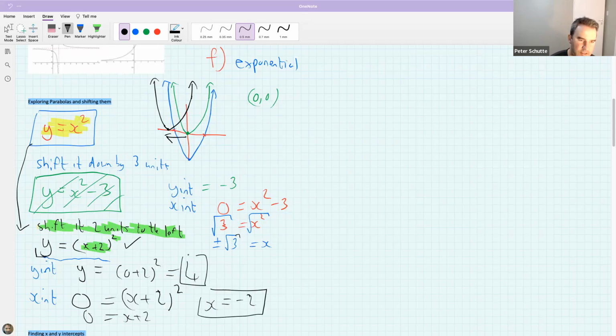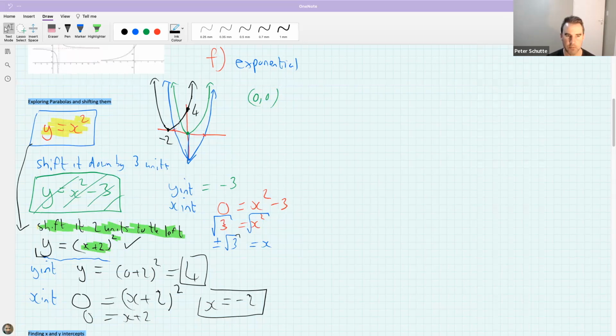Now, as I look at my graph at the top here, it looks like students have correctly shifted the graph to the left because my x-intercept is minus 2, which is here, and my y-intercept is 4, which is up here. And so that makes sense to me. The first graph we did, we shifted it down. This next one, we've shifted it across. And so it feels like all is well with the world for now.